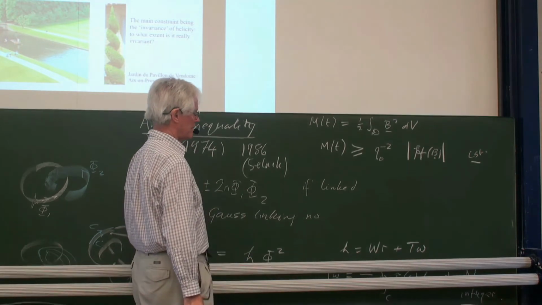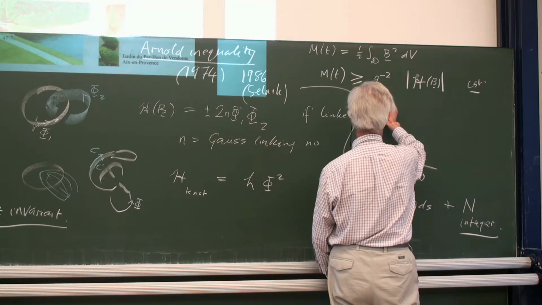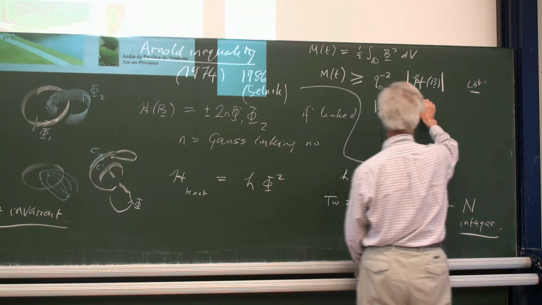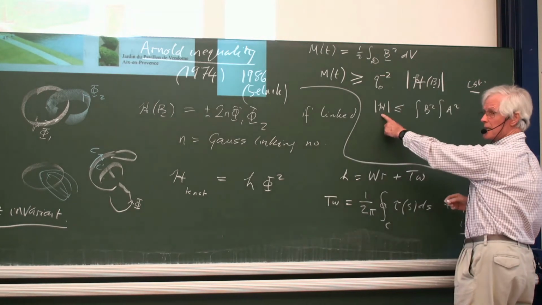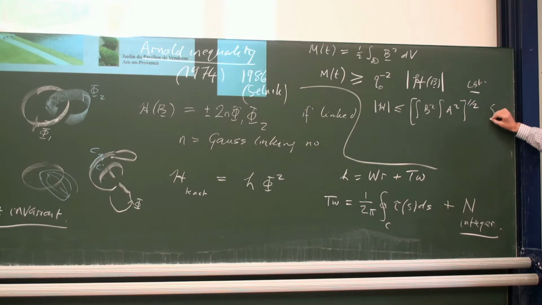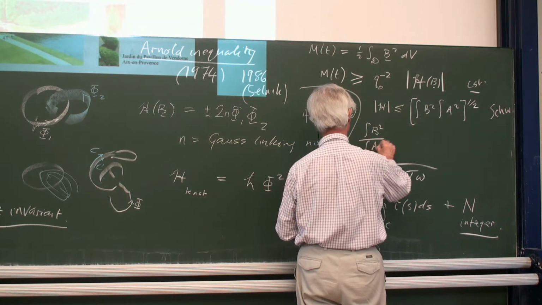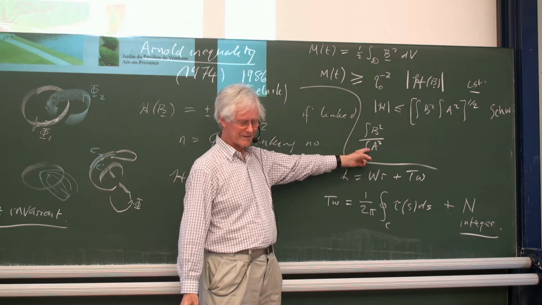It's based on just a Schwarz inequality. The Schwarz inequality tells you that, firstly, H is less than or equal to an integral of B squared times an integral of A squared, all to the power of half. Remember, this is A dot B essentially. That's the first. This is Schwarz. And there's a Poincaré inequality, which you get by minimizing the integral of B squared over the integral of A squared, the integral of curl A squared over the integral of A squared.